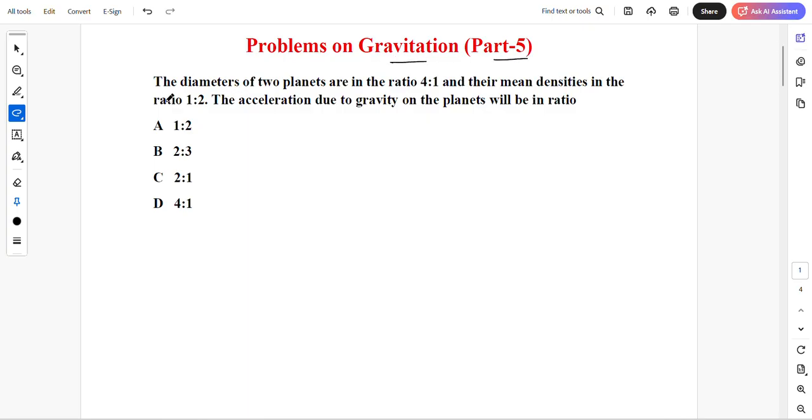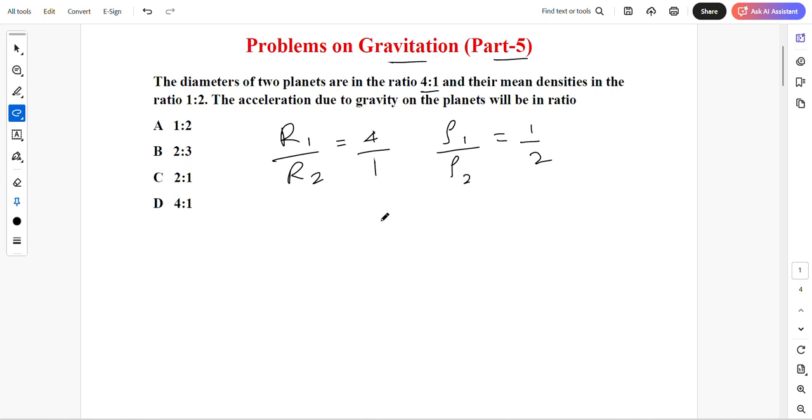Let us see this sum. The diameters of two planets are in the ratio 4 is to 1. Okay, the diameters. So I can write the radius, that is R1 by R2 is equal to 4 by 1. And their mean densities, that is rho 1 by rho 2, is equal to 1 by 2, they have given. What are we supposed to calculate? The acceleration due to gravity on the planet.